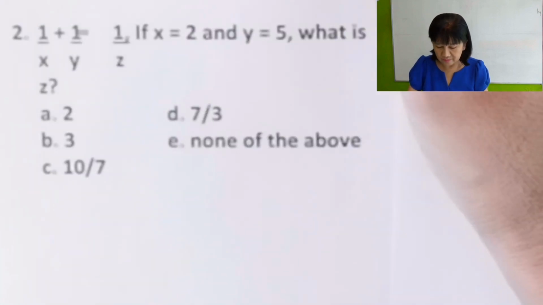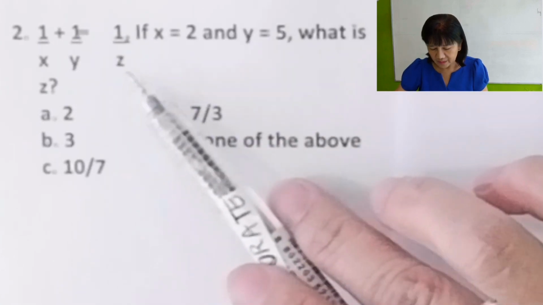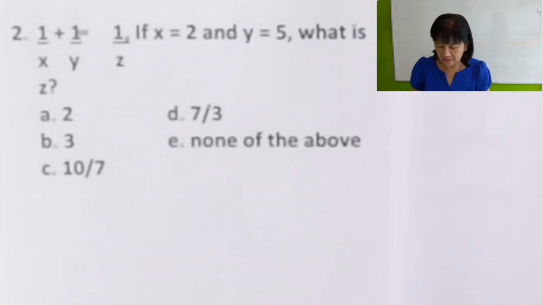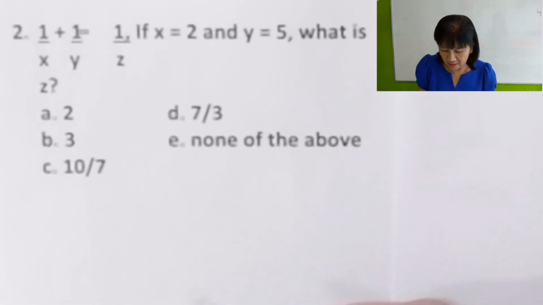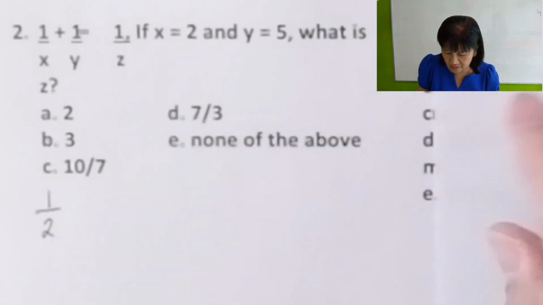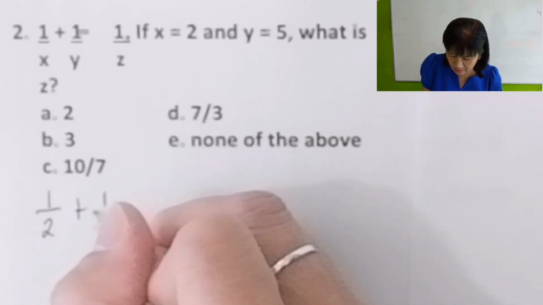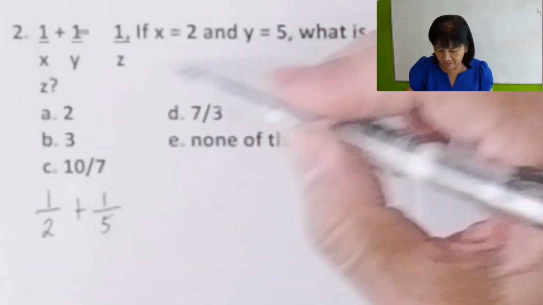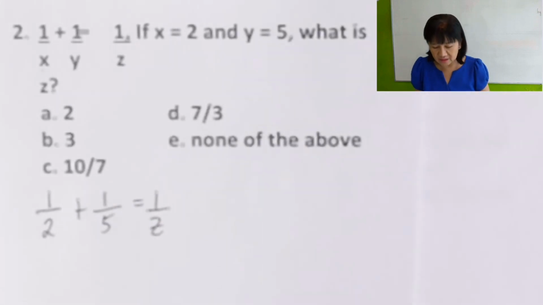Problem number 2. 1 over x plus 1 over y equals 1 over z. If x equals 2 and y equals 5, what is z? Okay, so all you have to do is to substitute the values of x and y here. So 1 over x becomes 1 over 2 because x is 2. 1 over y becomes 1 over 5. Did you get that? Substitute 2 here and then 5 here, equals 1 over z. We're asked to solve for the value of z.